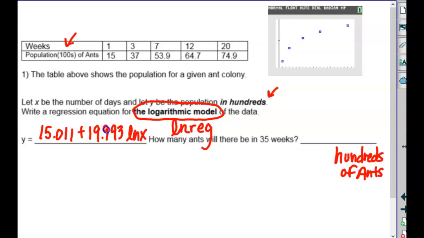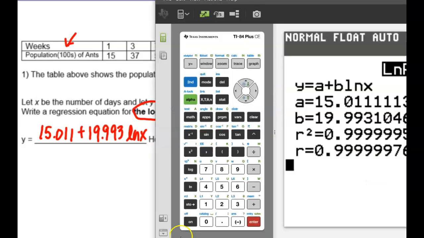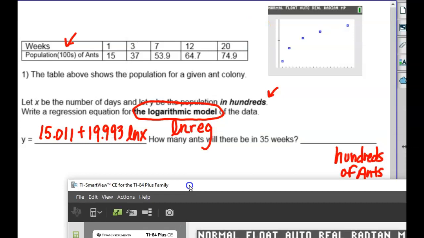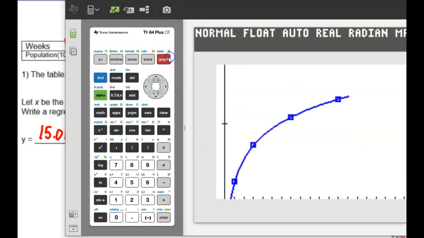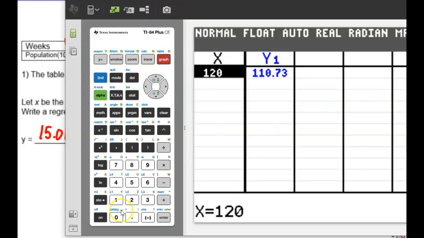If it doesn't say in the question and you rounded it to 15.01 and 20 ln of x, because you rounded to 2 places, or 1 even, I guess it would be 19.99 if you rounded to 2. Okay, so we're going to use the whole equation to make our prediction. Our prediction is 35 weeks out. Now, I can use the graph, but I'd have to make my window go out to 35. Otherwise, I can use the table and plug in a 35.